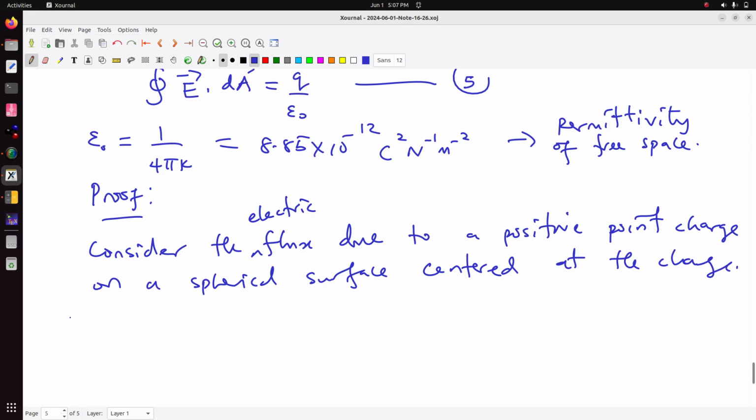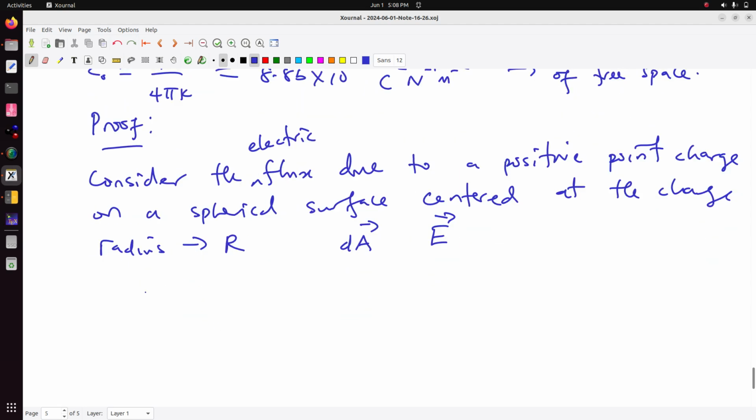Okay, now we'll take the radius. The radius of the spherical surface is R. We take a small elemental area, dA, and the electric field is E. From the definition of flux, phi equals the integral of E dot dA.